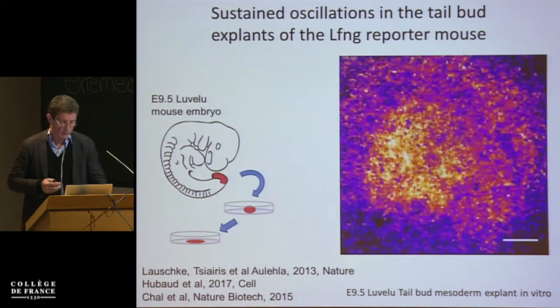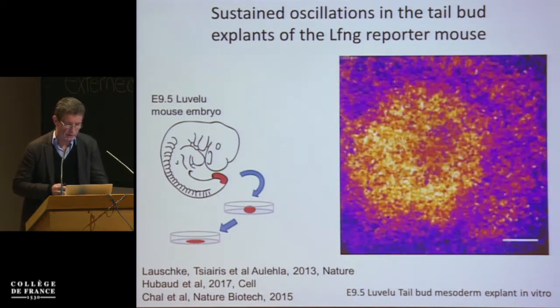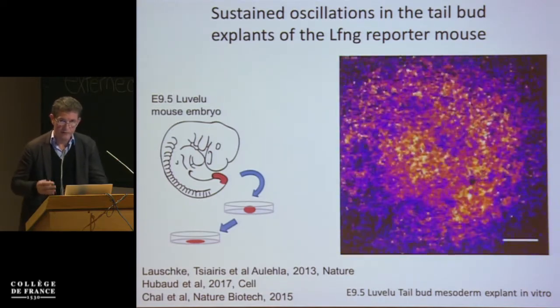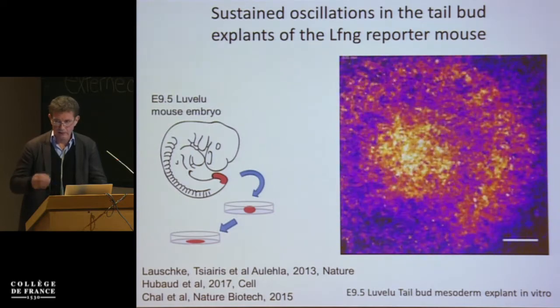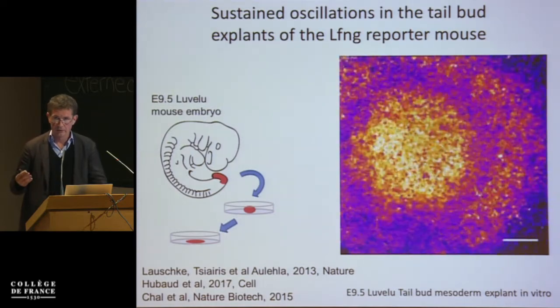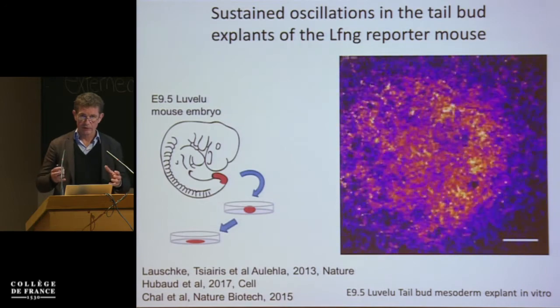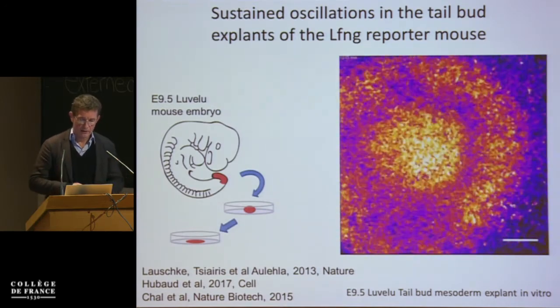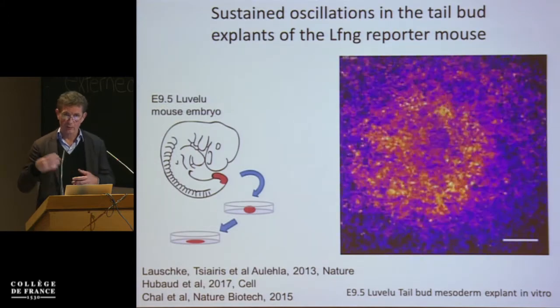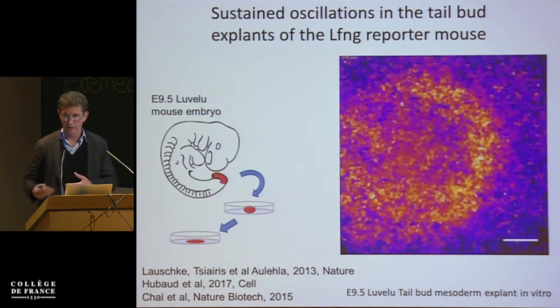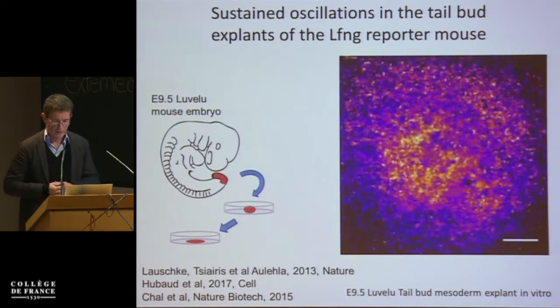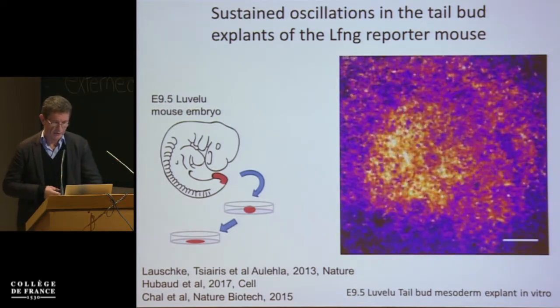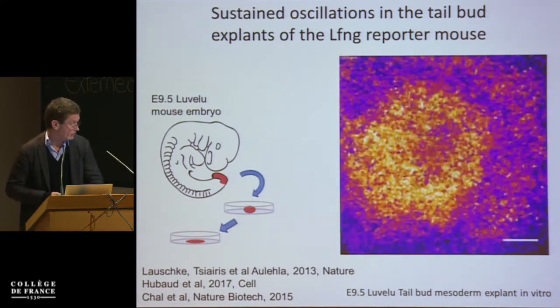But there was something which we were not completely happy with, which is the fact that Alex's system essentially recapitulated development, in the sense that the cells would oscillate for a bit and then they would stop and make a segment and differentiate. What we wanted is to generate a system where we could maintain the cells oscillating indefinitely in order to be able to dissect properly the mechanism of the oscillations.